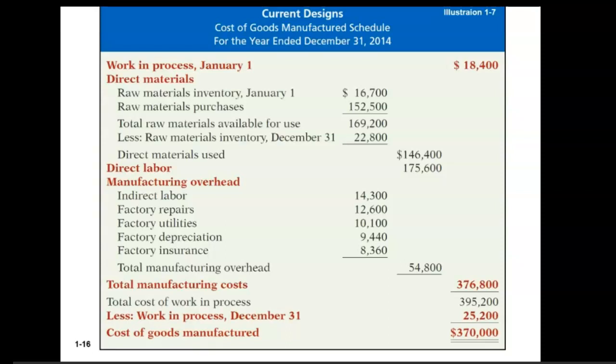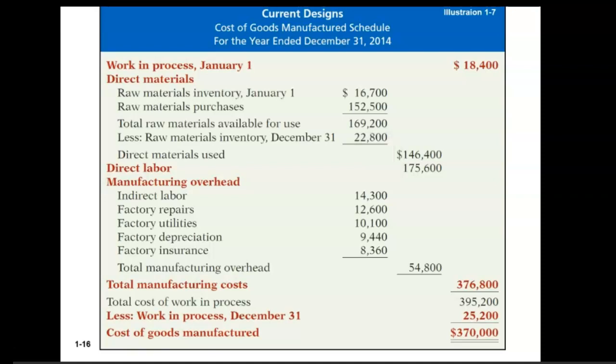This is what the statement actually looks like. It may look confusing, but it's not. It begins at the top with work in process January 1st. This was started the previous year, but not finished. To that, we add direct materials. We don't know exactly how much we added, but we do know what we started off with. We do know how much we purchased, and we know how much is left December 31st. So we can determine the direct material used.